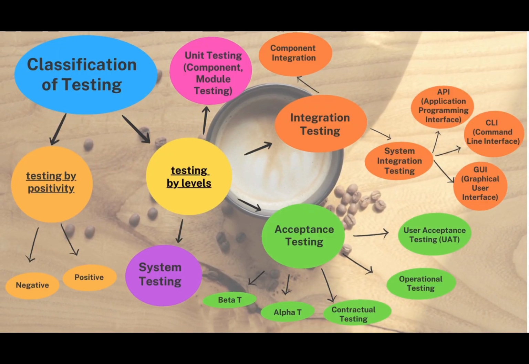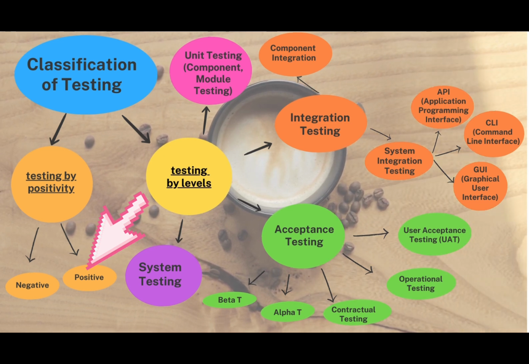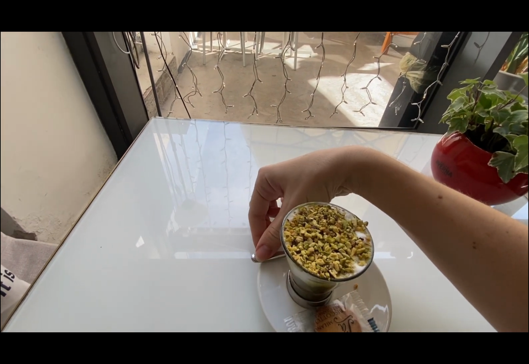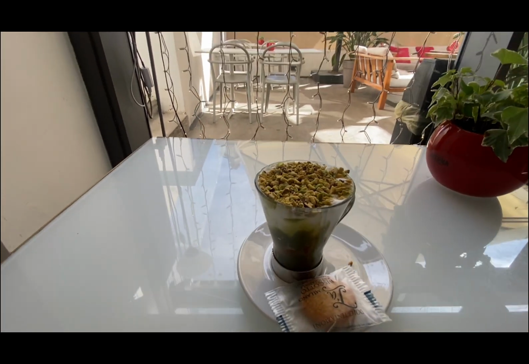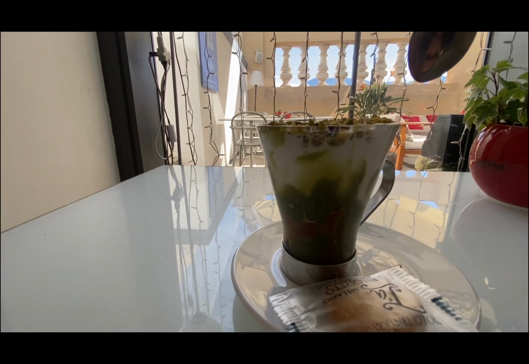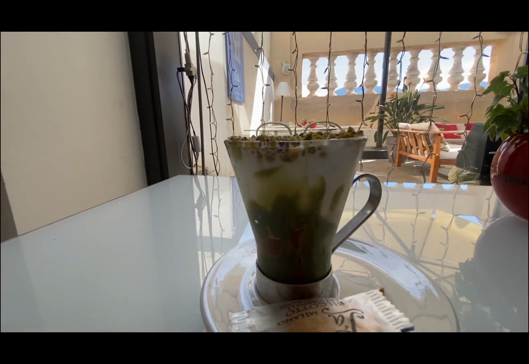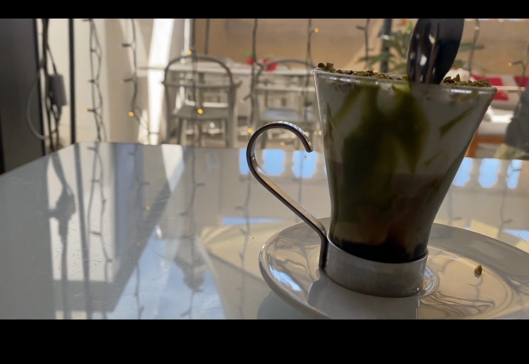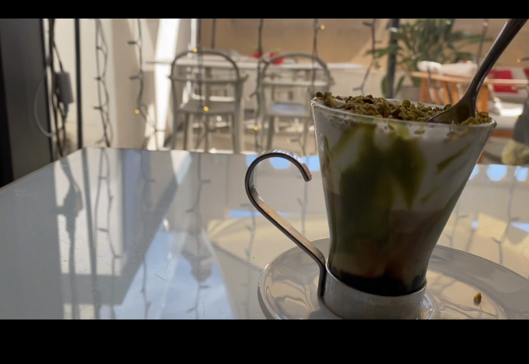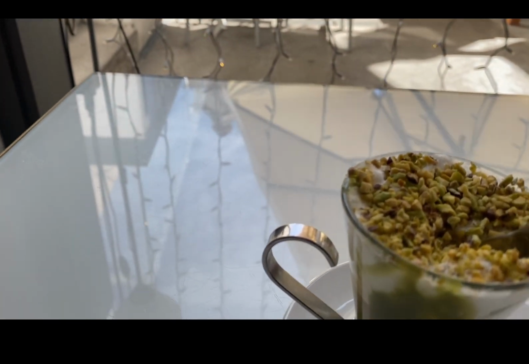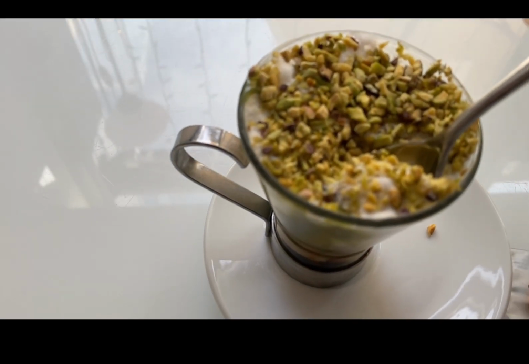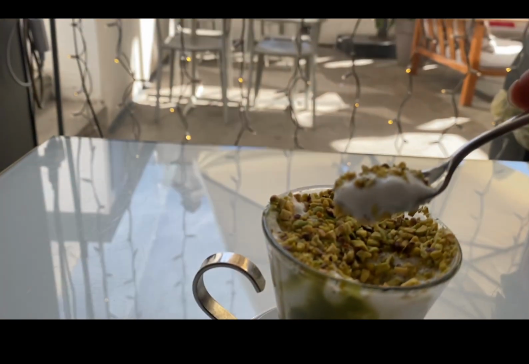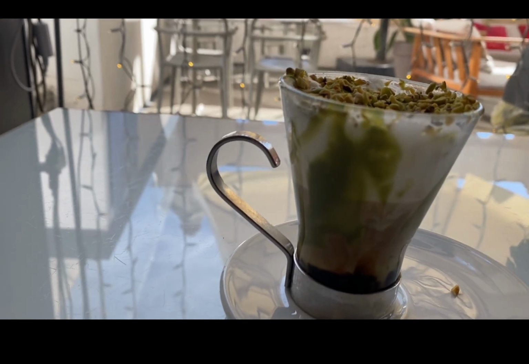Let's start with positivity. Positivity testing involves executing scenarios that align with normal expected behaviors of the system. It helps determine whether the system performs the functions it was designed for. Verify that the cappuccino is prepared according to the recipe. Confirm the presence of pistachio sprinkles and chocolate on the cappuccino. Ensure the overall taste meets quality standards.